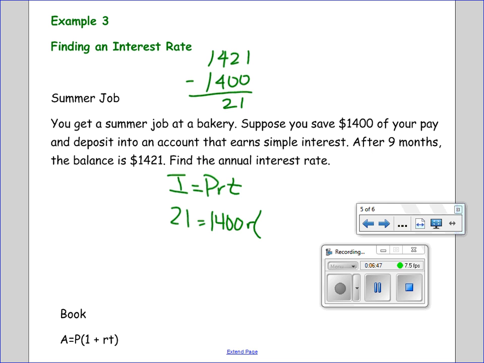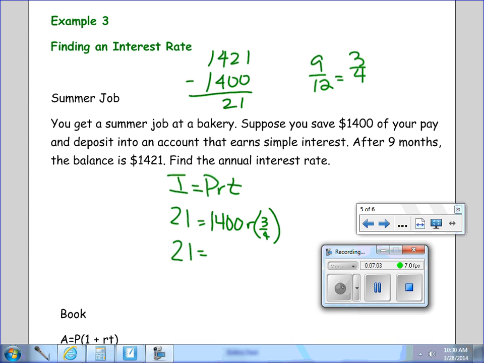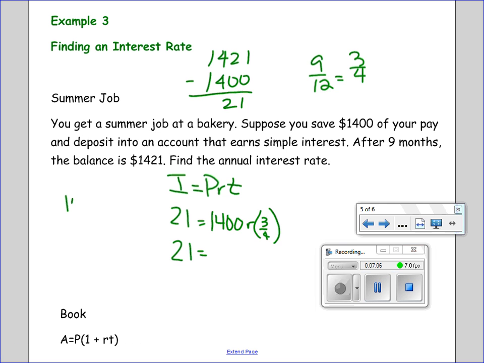And then 9 months. 9 months would be 9 out of 12, because we're dealing with a calendar year. You reduce that to 3 over 4. So we would use 3/4. You can take $1,400, multiply it times 3 over 4, or you can take $1,400 and multiply it times 75%. Either one of those will give you $1,050.